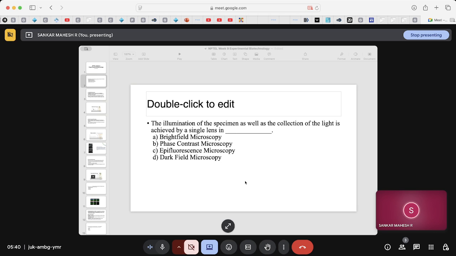And before we go on to the right answer, if you're aware of the different kinds of microscopy, the techniques, then we'll take it from there.